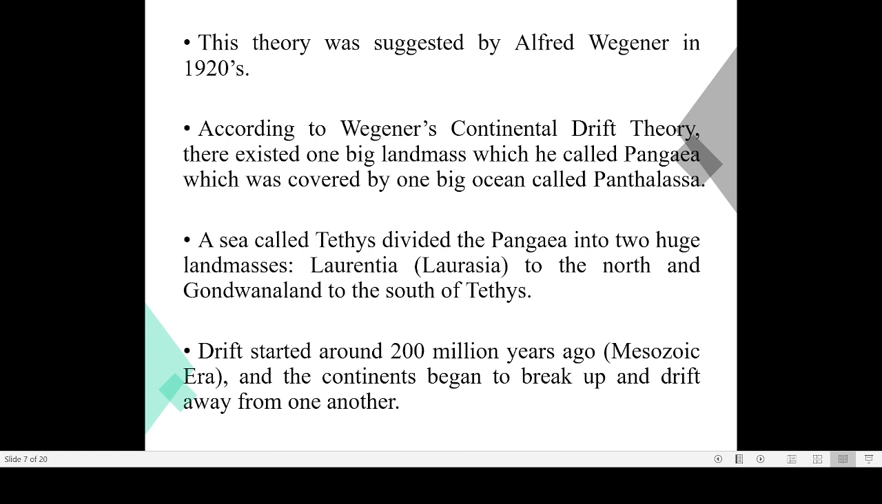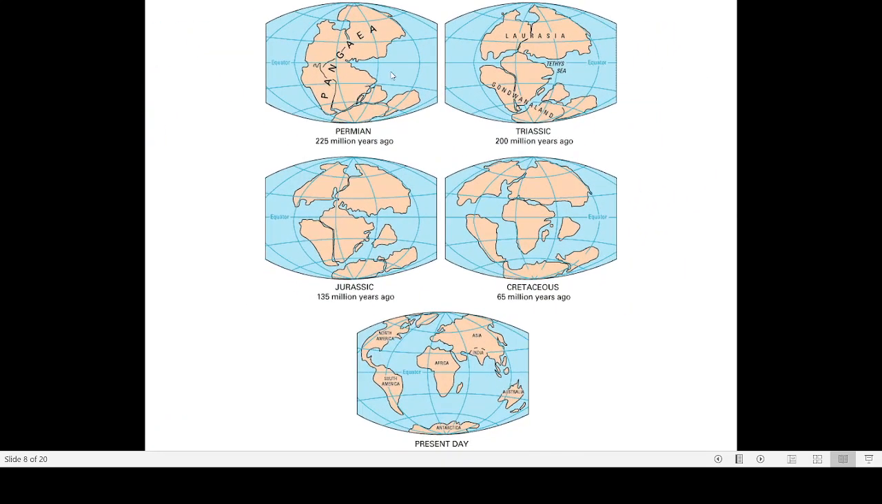Here you can see that according to Wegener's continental drift theory, there existed one big landmass. That landmass was known by the name Pangea. Here I will show you a diagram. So this was the ancient continent. All the continents were joined together. What was the situation? That was around 225 million years ago. We find that all the continents were joined together into a single large continent, or a large landmass.